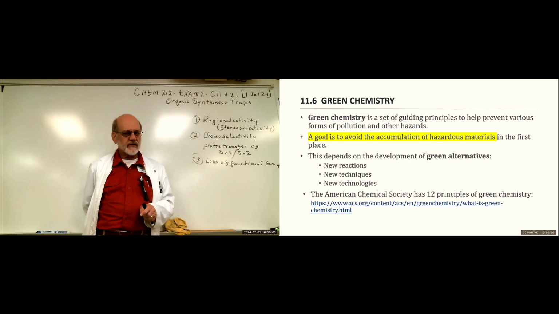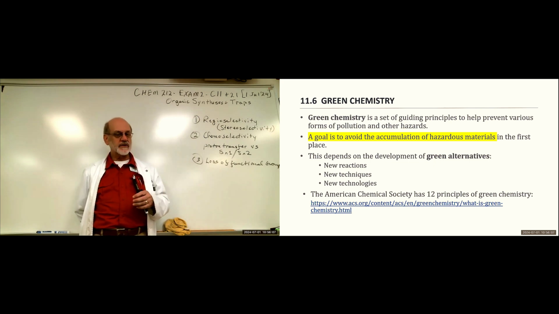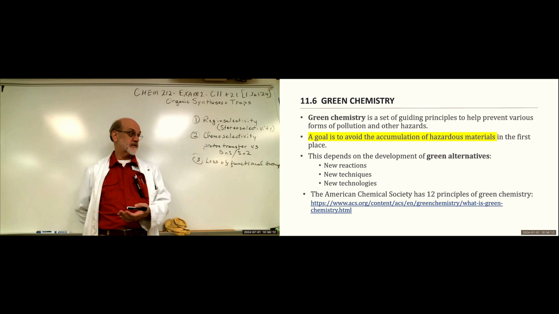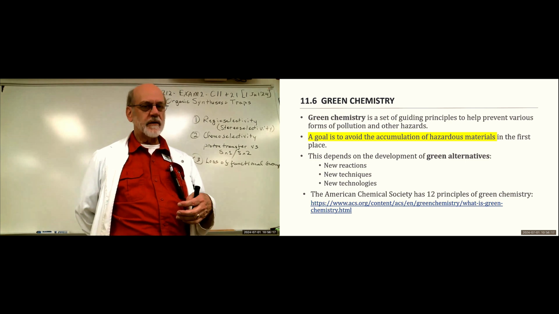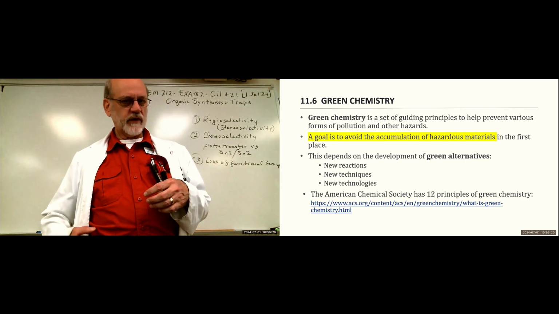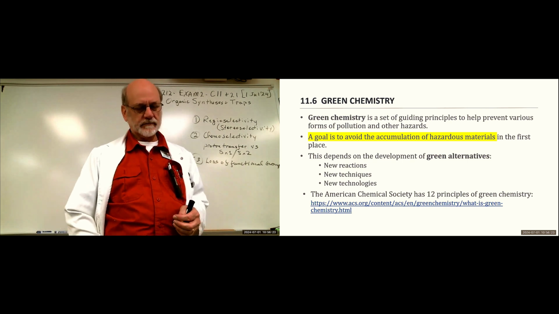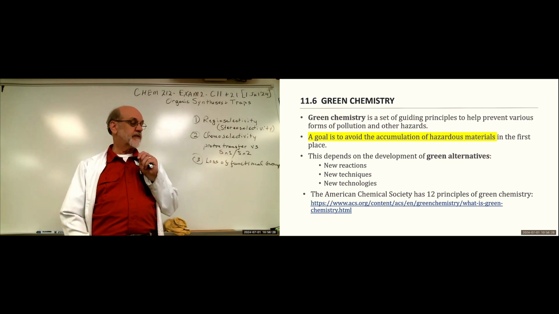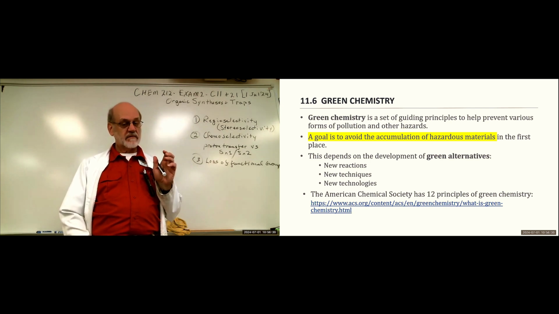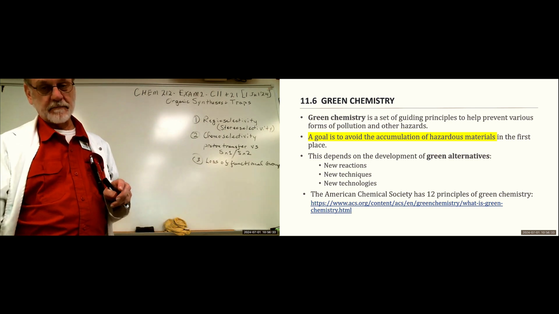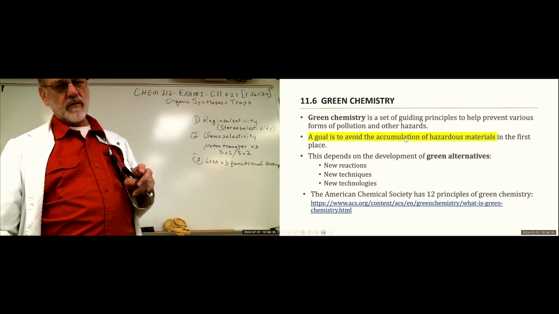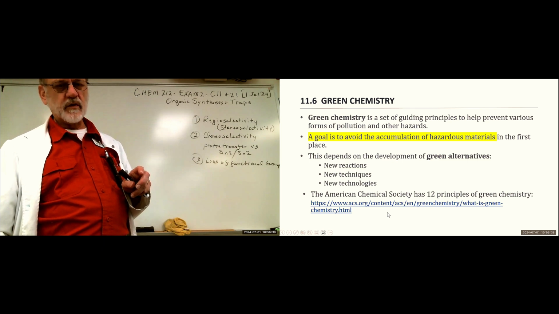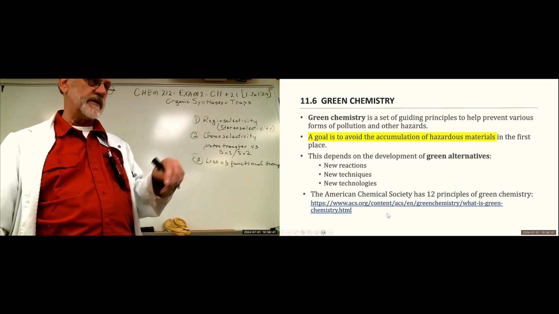What you want to do is essentially avoid the accumulation of hazardous materials, or not just avoid the accumulation, but using hazardous materials. You want to use the least hazardous materials available to you within cost constraints. So that might require different reactions, different techniques, or even different technologies. And reference a website here for green chemistry. This would probably cover all chemistries, not just organic.